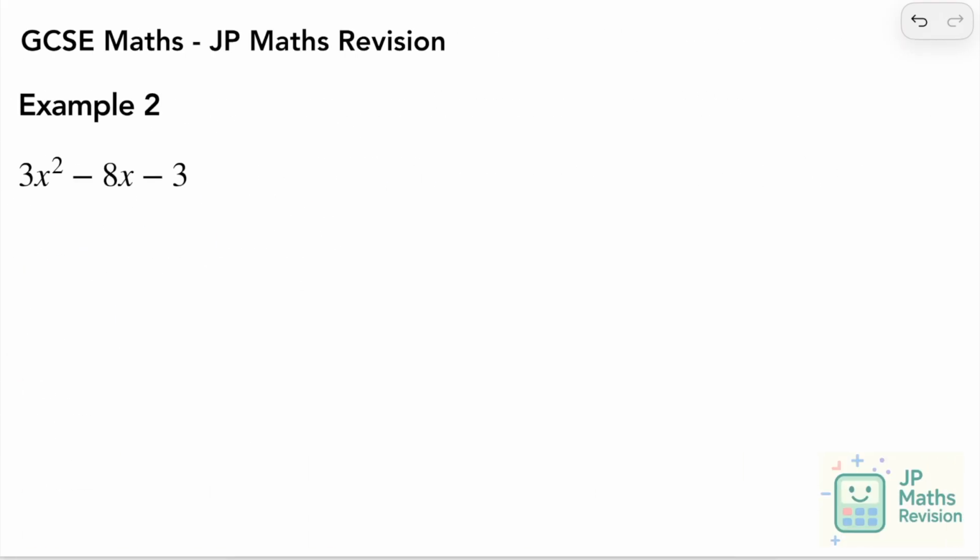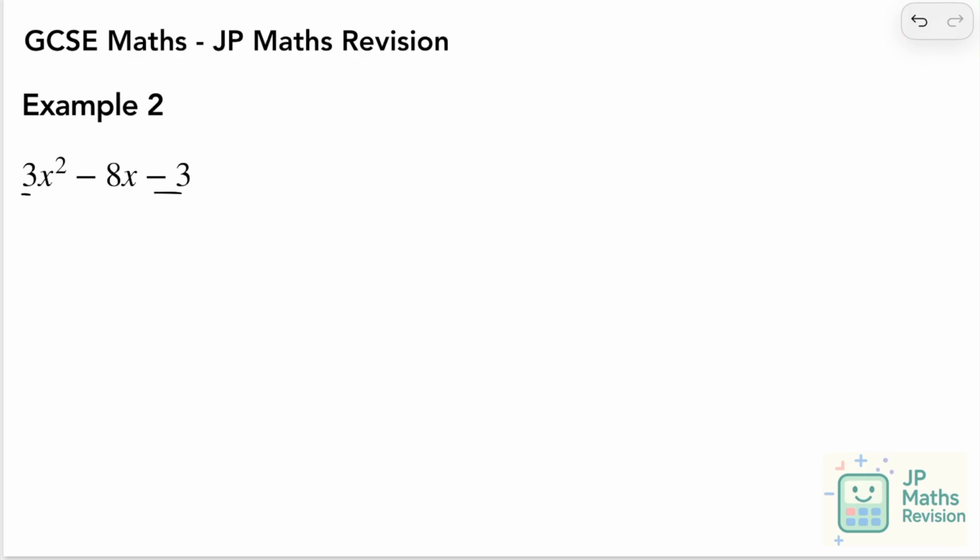So in this example, we have some negative terms, but that's fine. The method is still the same. So the first step is to multiply the a and the c term. So we're going to do 3 times minus 3, which is minus 9. The second step is to think of two numbers that multiply to minus 9 and add to this term in the middle. So in this case, it's minus 8. So two numbers that multiply to minus 9 and add to minus 8, they're going to be minus 9 and 1.